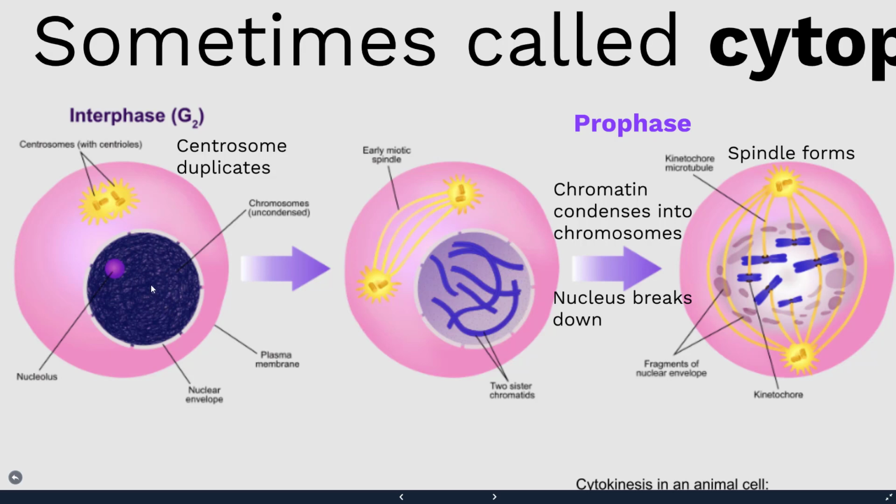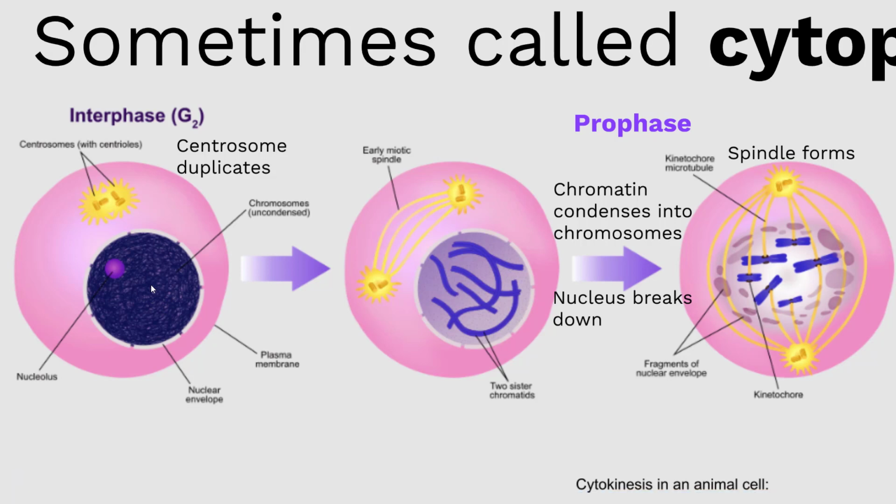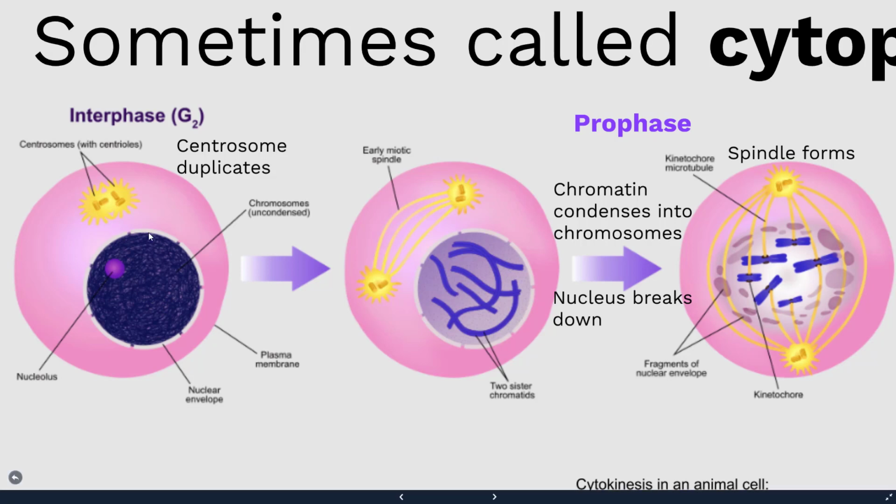But it's G2, so we've already made a copy of every piece of DNA inside. Notice that this is an animal cell because I see these called centrosomes with centrioles on the inside, and I do not see a cell wall. Now, once the cell leaves G2 of interphase, then we move into the first stage of mitosis called prophase. Pro means first or before. So the first stage of mitosis is prophase.